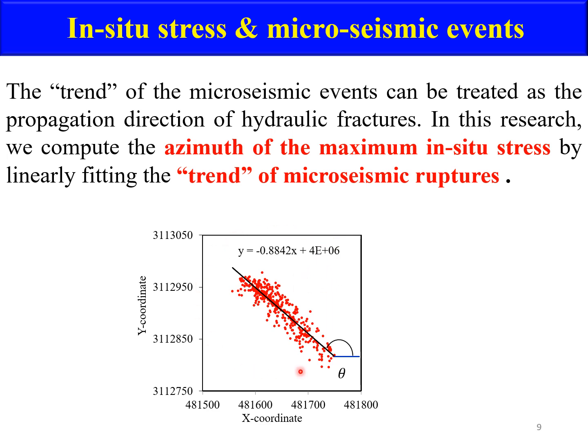In this figure, the red dots stand for the microseismic ruptures. This black curve stands for the fitted line using the locations of the ruptures. The slope of the fitted line is used to compute the azimuth of local stress.